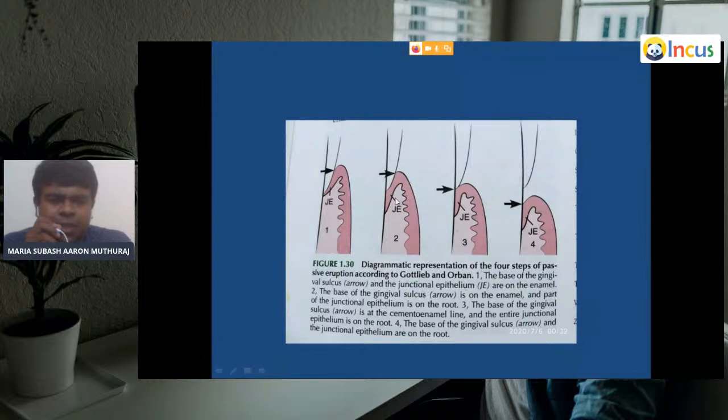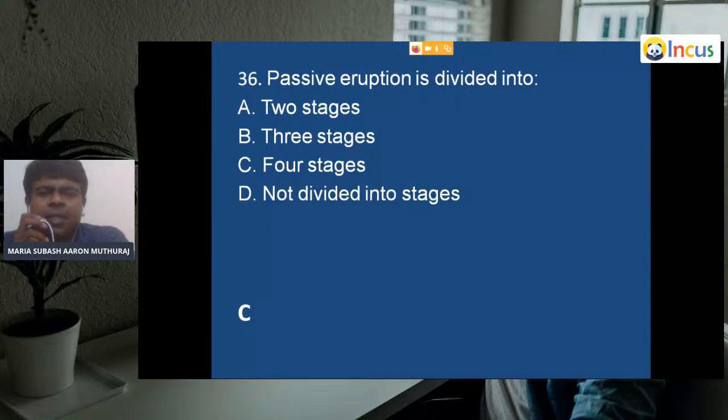In stage 3, the base of the gingival sulcus is at the cemento-enamel line and the entire junctional epithelium is on the root. The fourth stage is when the base of the gingival sulcus and the junctional epithelium are both on the root. The four stages of passive eruption are given by Gottlieb and Orban. Therefore, the answer is that passive eruption is divided into four stages.